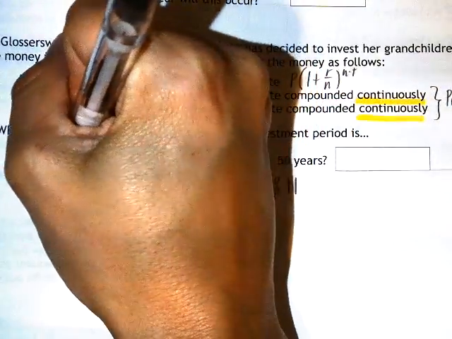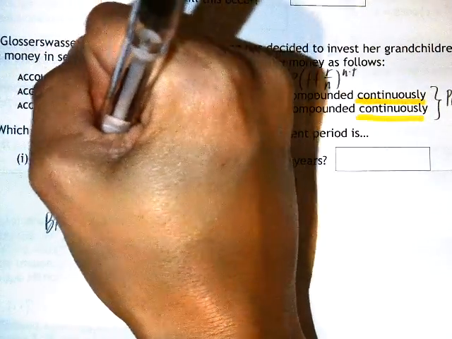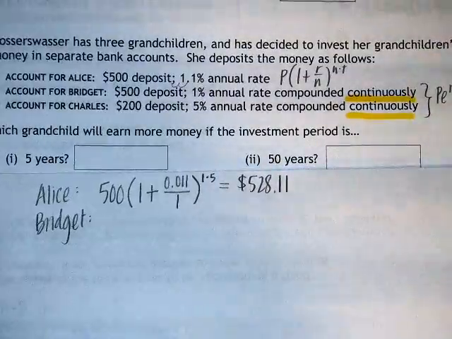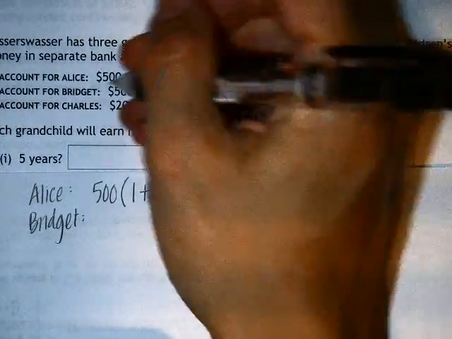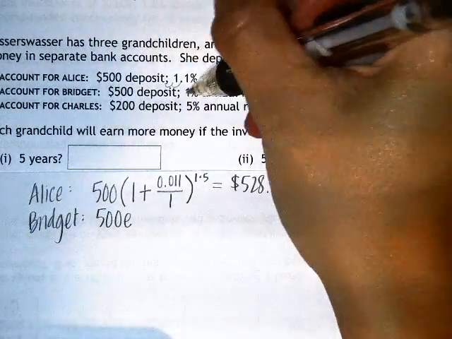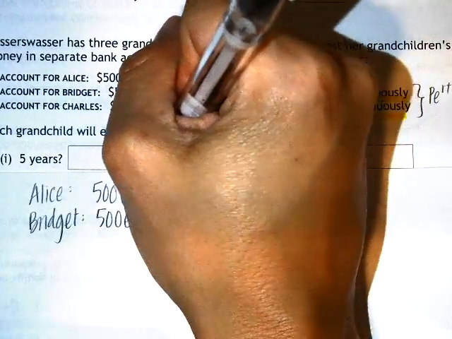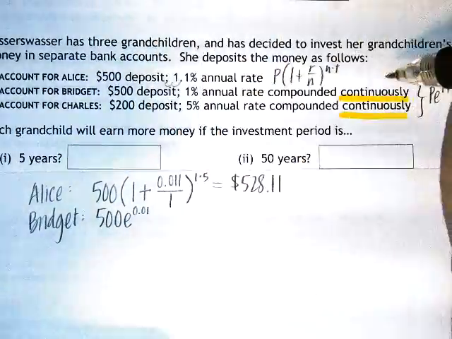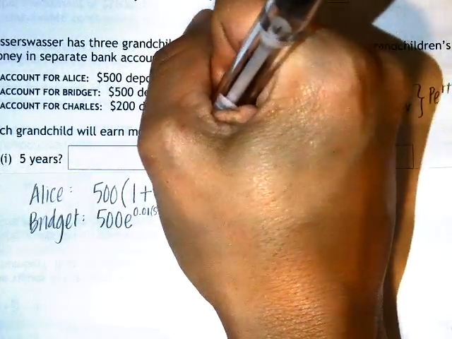The second grandchild is Bridget. Bridget is going to use PERT because she's compounding continuously. Her P, or principal, is 500. E to the power of her interest rate is 1%, so move the decimal 2 places to the left, that's 0.01, times her time is also 5 years.